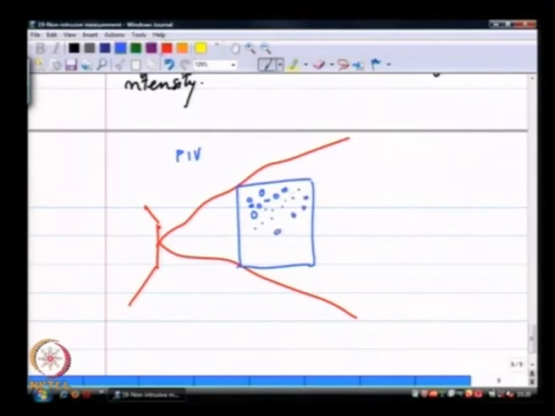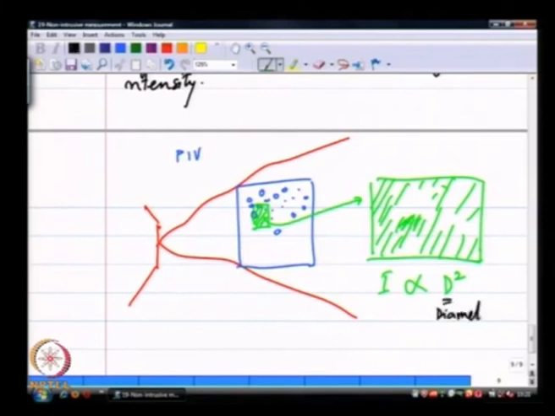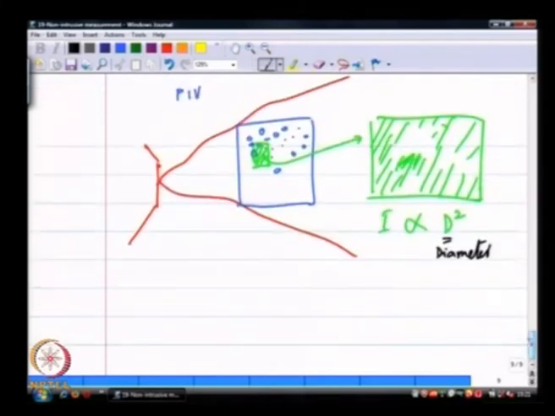And in this grayscale intensity picture, if I take a certain region of the spray, I have a certain grayscale distribution of light, and this grayscale distribution of light gives me the intensity. The intensity in an image like this is proportional to d squared, where d is the diameter, and this comes from what is called Mie scatter.